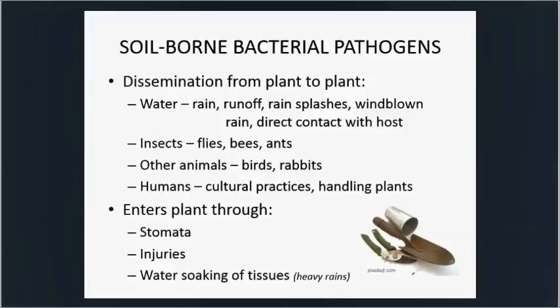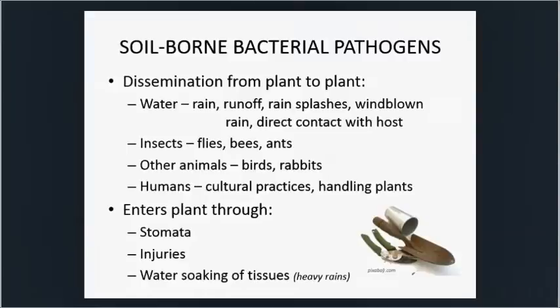Some of the dissemination of bacteria is from plant to plant. That's what you're generally going to see. If you have water, such as rain splashes or irrigation problems, that can also disseminate the pathogen from plant to plant. Wind-blown rain or direct contact with the host, insects, and other animals can also spread bacterial pathogens. Humans are really big on doing this.